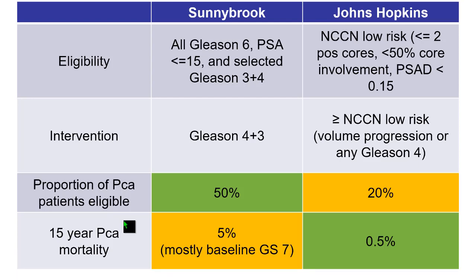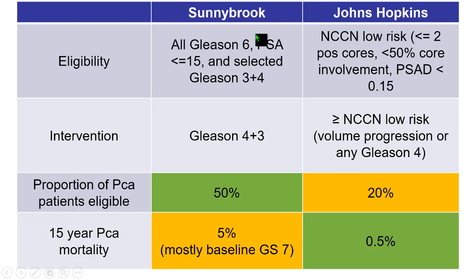If you look more closely at the larger groups, the Toronto group and the Hopkins group, and look at the eligibility, 50% of the patients will be eligible because a Gleason 4+3 is also included in the inclusion criteria for active surveillance. And that's completely different from the Hopkins group. They only use a Gleason 3+3, and therefore the eligibility is only 20%. However, on the other side of the medallion, you only have a 0.5% prostate cancer-related mortality. So if you have this, you can be quite sure that you will not die from prostate cancer.